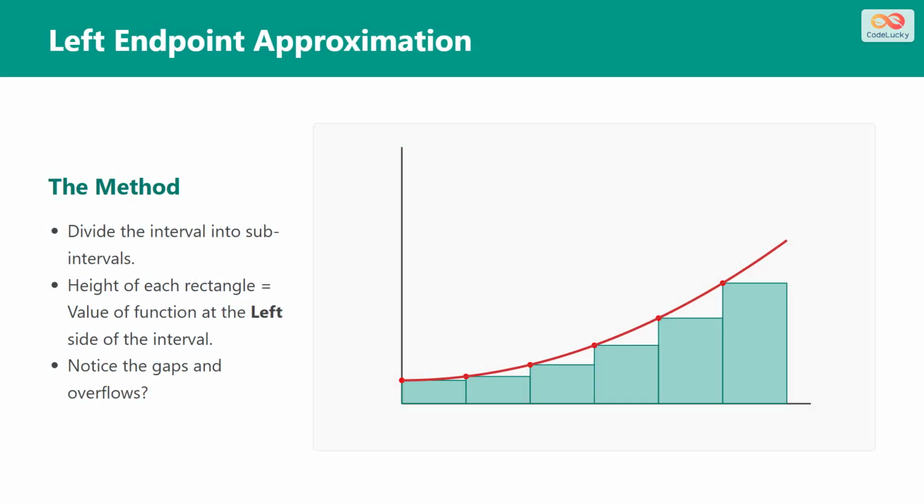Here is how it works. We divide the area into smaller vertical strips. For each strip, we draw a rectangle. In the left endpoint approximation, the height of the rectangle is determined by the function's value at the left side of the strip. You can see that this leaves some gaps or creates overlaps, meaning it is not perfect.